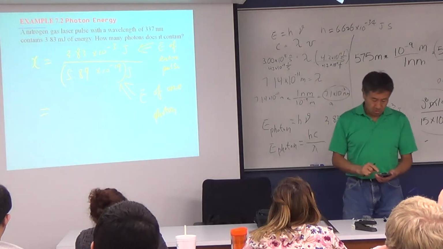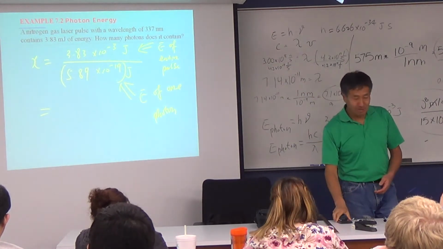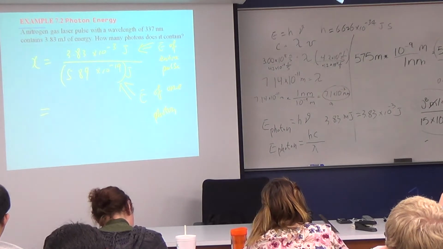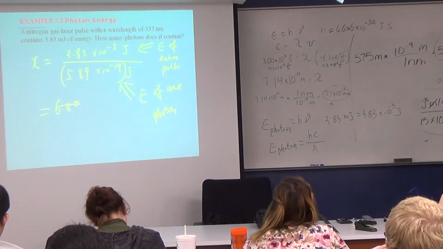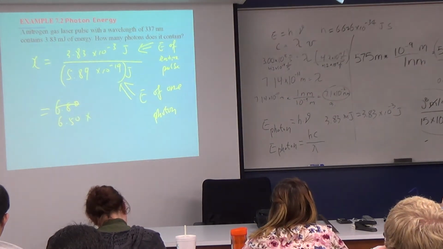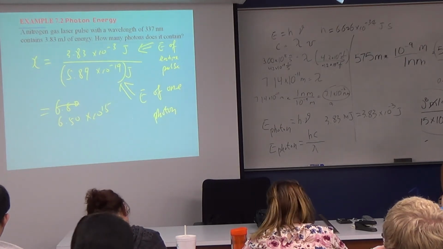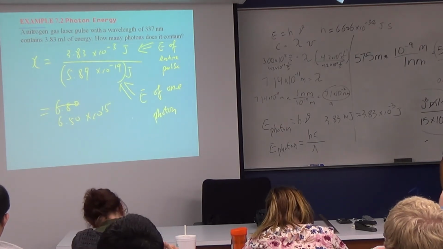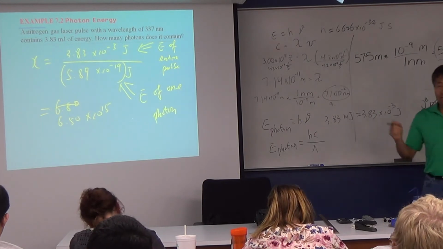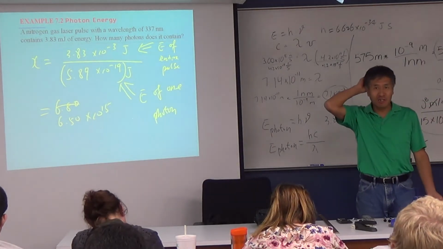Okay, did you already find the number? 6.50 times 10 to the positive 15. Understand? So that's quite a large number of photons, right?